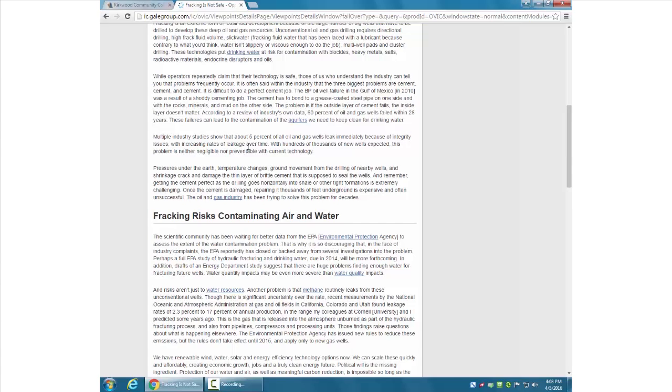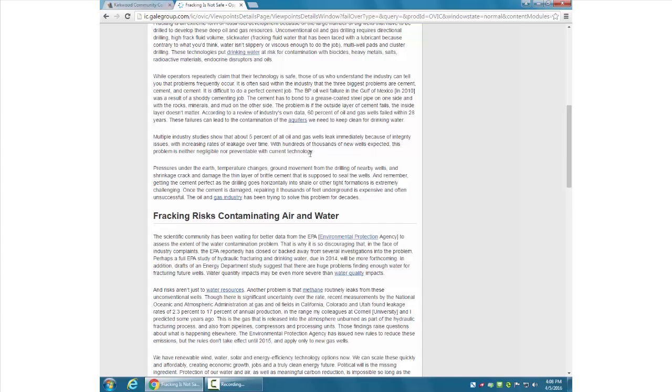Multiple industry studies show that about 5% of all gas and oil wells leak immediately because of integrity issues, with increasing rates of leakage over time. With hundreds of thousands of new wells expected, this problem is neither negligible nor preventable with current technology.